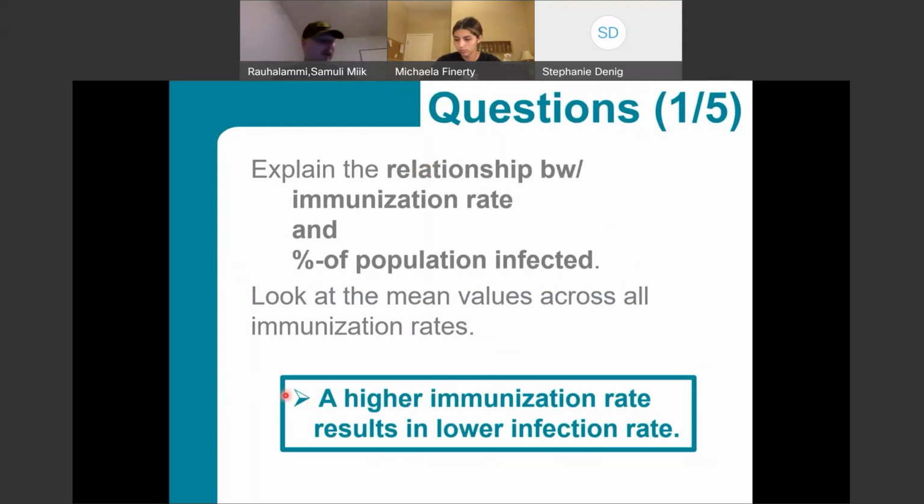So that is going to be, honestly, the first question on your lab worksheet. And you can use your own words. You don't have to use the same words as I use. My English isn't always perfect. But the idea should be that if we get a high rate of immunization, like 90%, we are going to have a low rate of infections.